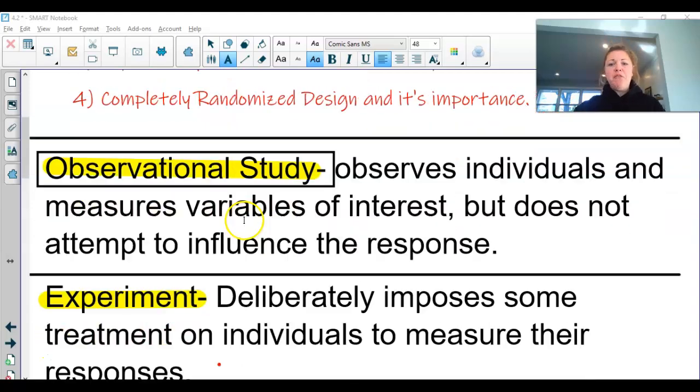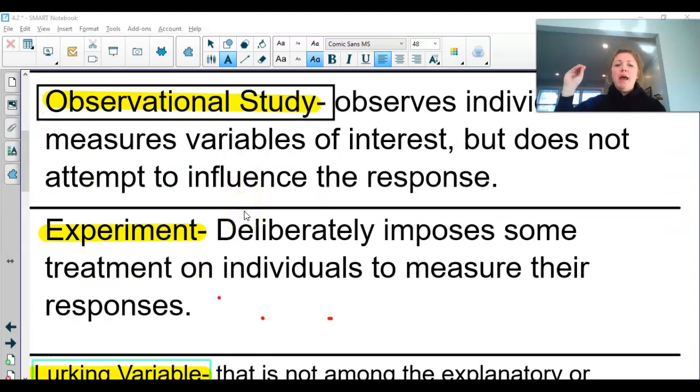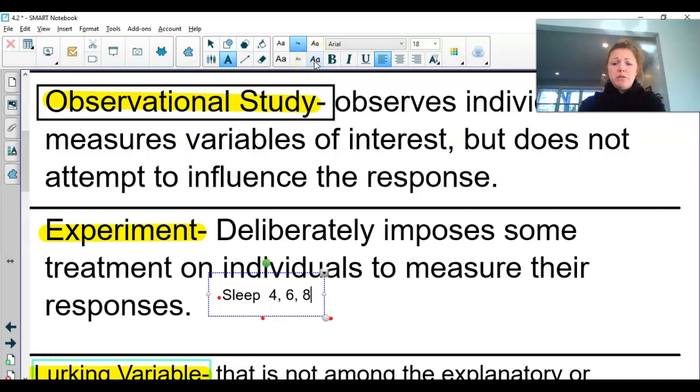Now, an experiment is different. An experiment deliberately imposes treatments on individuals to measure their responses, okay? This would be something where, let's say I wanted to see how well sleep affects your mood. So I could say, hey, I'm going to take you guys for a sleep study. I'm going to split you into 3 groups. One group, you get 4 hours of sleep a night. The other group, you get 6 hours of sleep a night, and the other group, you get 8 hours of sleep a night. So I am imposing a treatment on you.